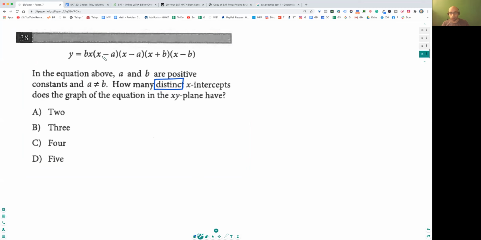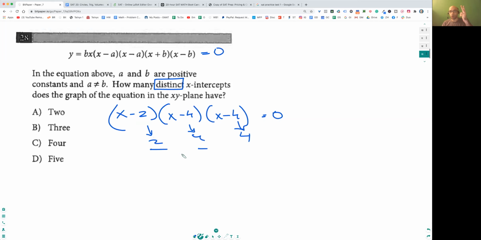But now let me ask you folks, what happens if you have (x minus 2) times (x minus 4) times (x minus 4)? How many roots do you have? You have 3 roots, but how many distinct roots do you have? Here you have 2, you have 4, and you have 4, but the distinct roots are just 2 and 4. So be careful. The real roots are 2, 4, and 4, but they're asking about the distinct. So remember this important word, distinct.